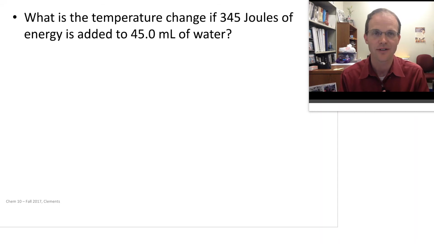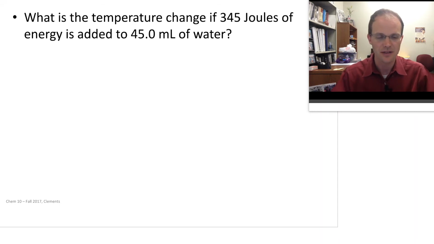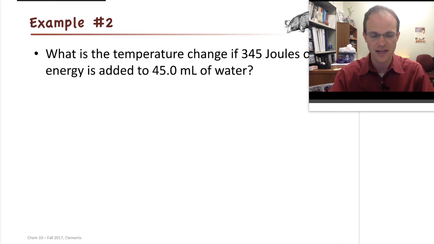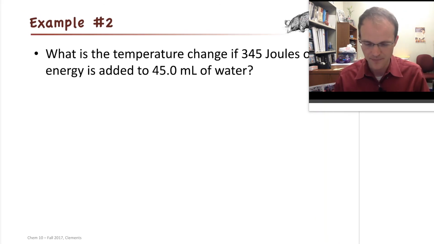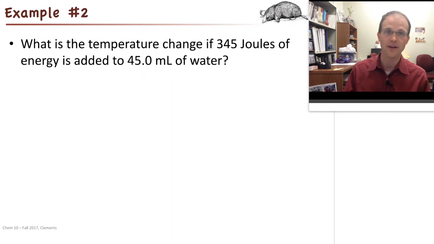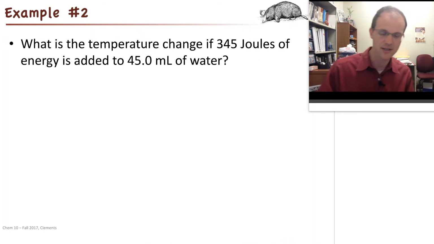Hi, we're going to do another problem today on specific heat. We talked about our equation for specific heat, which related temperature, mass, and the energy that it takes to change the temperature. So what we have here is a problem that says, what is the temperature change if 345 joules of energy is added to 45 milliliters of water?